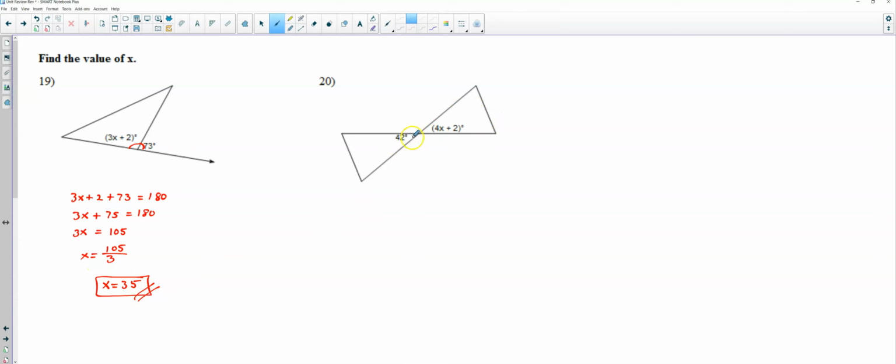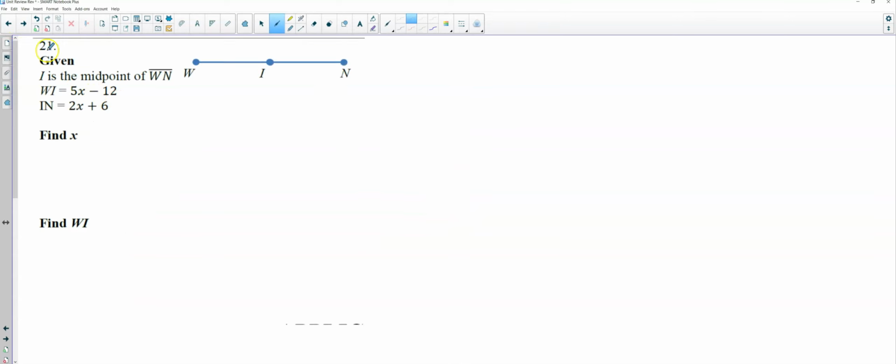Then we have these two. You need to know how to set it up by understanding that these two are vertical angles. Vertical angles are always congruent. Therefore, this angle must be equal to this angle, or the measurement for x plus 2. Take away 2 from both sides, so this becomes 40 equals 4x. X is 40 divided by 4, so x equals 10. Done. Pretty simple. Let's see what else we have.